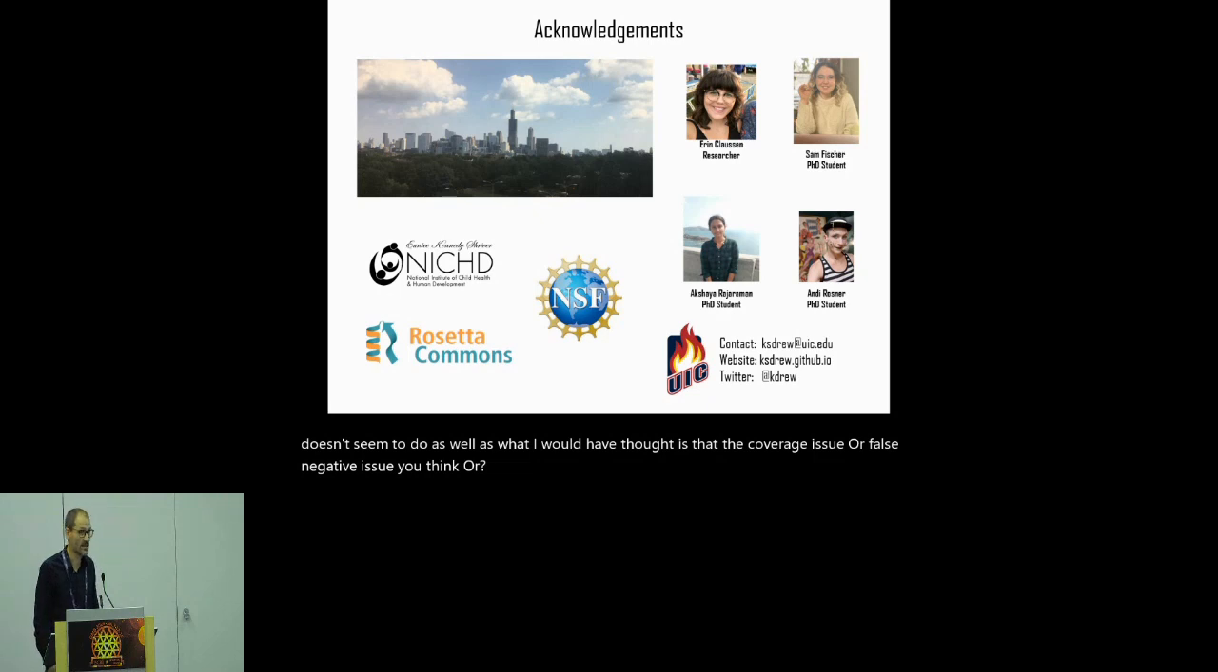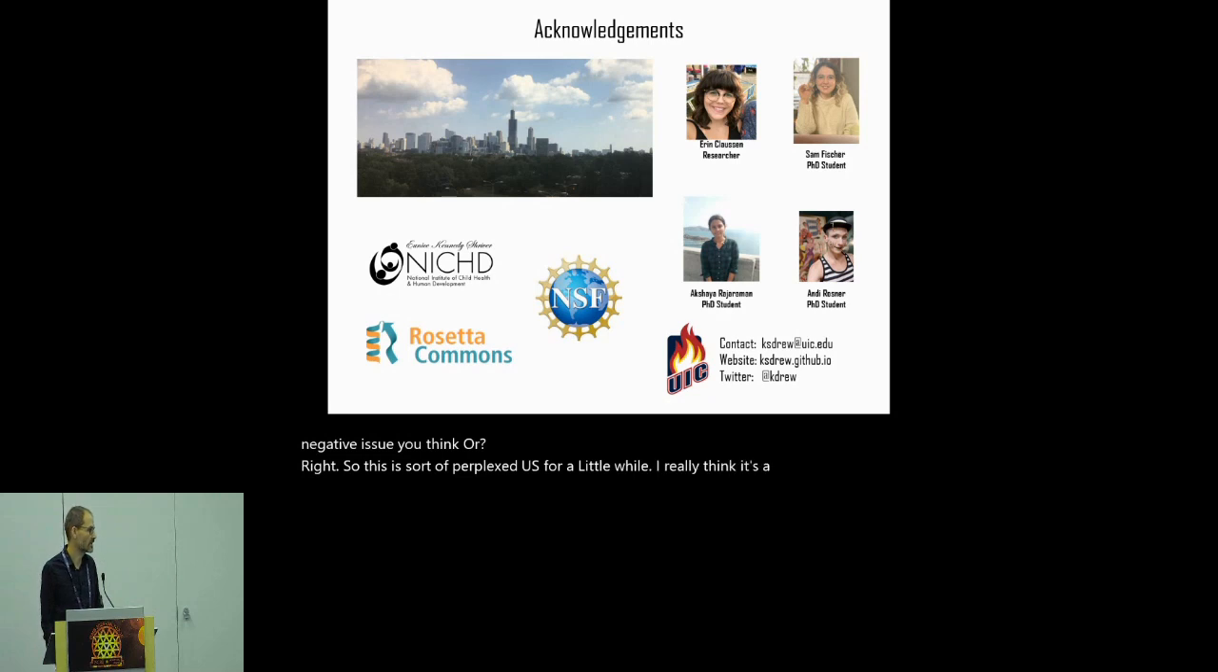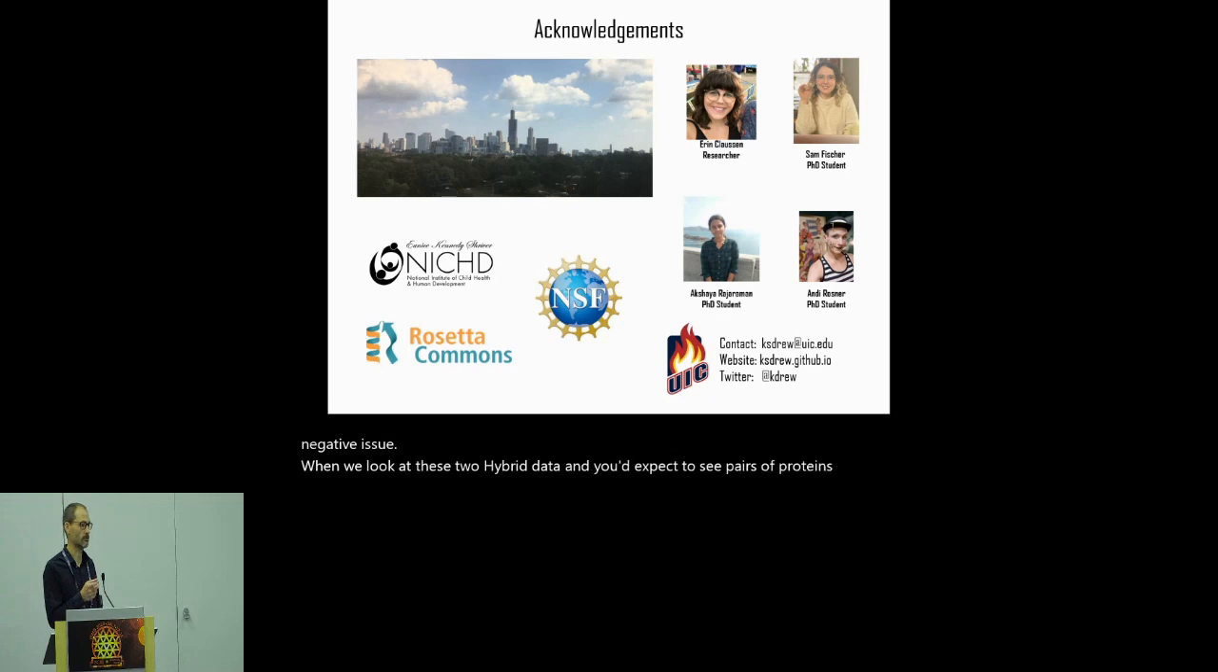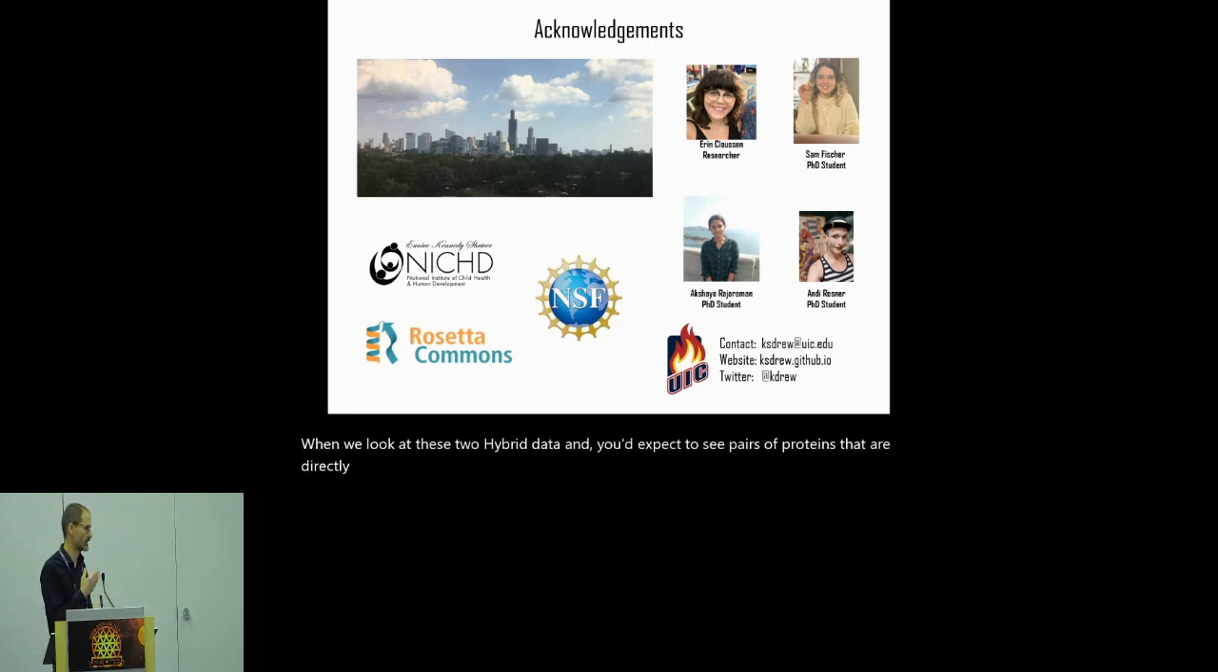Right. So this has perplexed us for a little while. I really think it's a false positive, false negative issue. When we look at the yeast two-hybrid data, you'd expect to see pairs of proteins that are directly interacting in complexes like the proteasome and things like this. We don't always see them in the yeast two-hybrid data. And there are also many false positives interacting with other things. So we haven't really been able to trust the yeast two-hybrid data as much as we expected, because it's really assaying this exact interaction. So, thank you. Yeah, it's a great question.